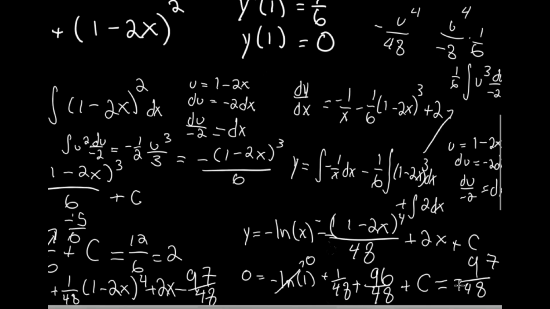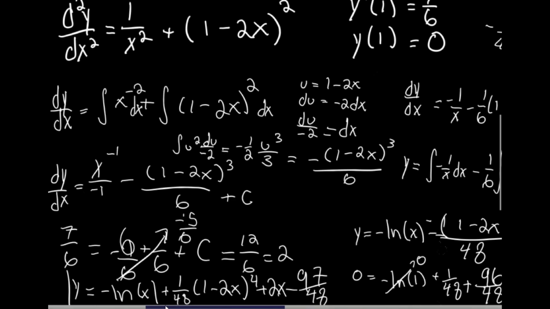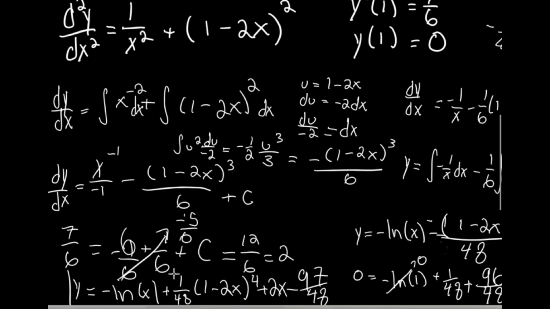Now that we have our constant, we can create our actual particular solution to our differential equation. So now that we have all of that, we can go back to our original equation, which was y is equal to negative natural log of x plus 1 over 48 times 1 minus 2x to the power of 4 plus 2x. Now, before we solved for the constant, we said plus c. But because we solved for the constant, we can now plug in the constant we solved for, which was negative 97 over 48. And now this is our actual particular solution of y.